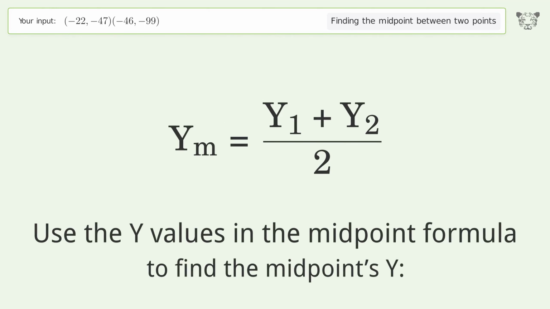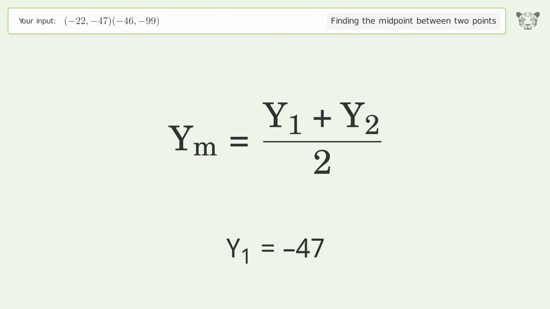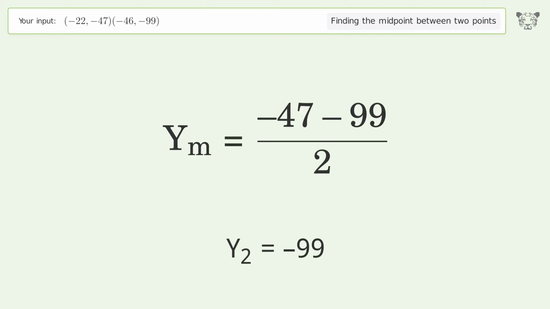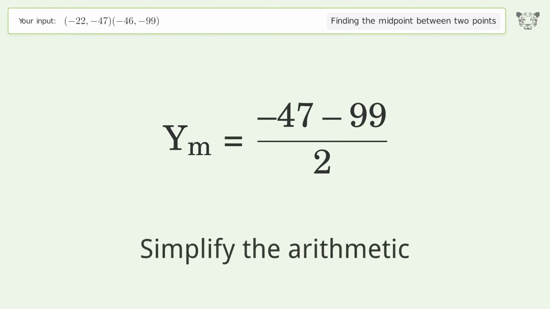Use the y values in the midpoint formula to find the midpoints y. y1 equals -47. y2 equals -99. Simplify the arithmetic.